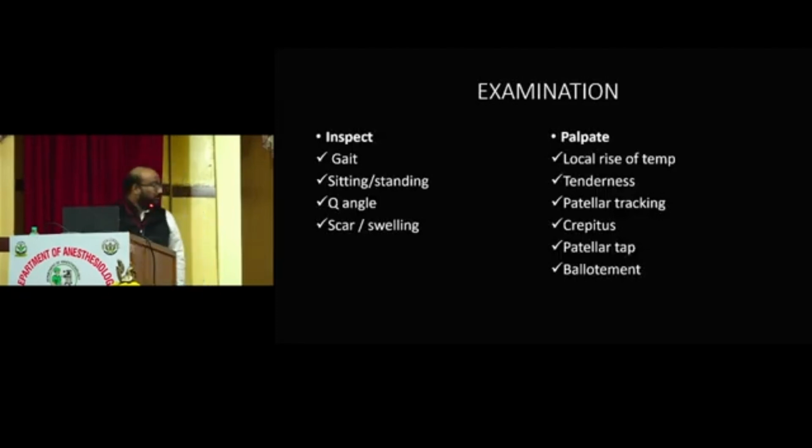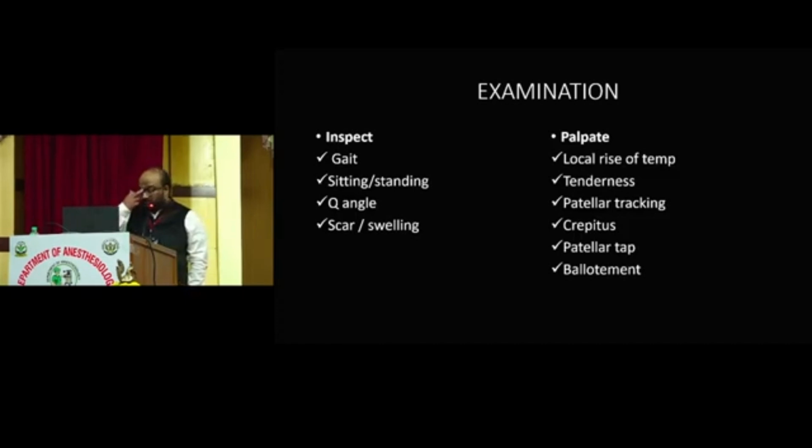So examination, once my history is over, I come to examination. I first inspect the patient in sitting and standing. I try to make him walk so that I see his gait, whether any antalgic gait component is present or not. There is something called a Q angle, usually measured by orthopedicians. It is a quadriceps angle around 15 to 30 degrees. And see for any obvious swelling or scar of previous surgery on the knee.